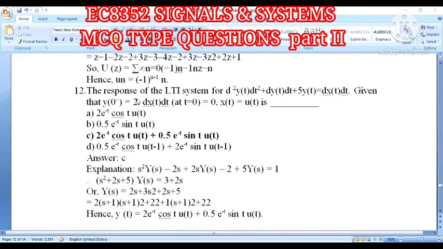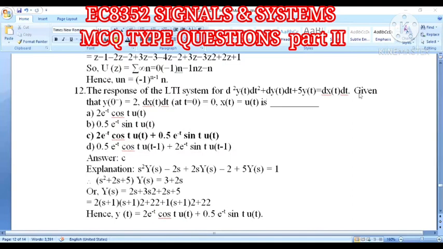Okay, next question. The response of the LTI system for d square y of t by dt square plus 2 times dy of t by dt plus 5 times y of t equal to differentiation of x of t by dt. Given y of 0 minus and dy of t by dt at t equal to 0, x of t equal to u of t, is? So this is the big question, part B question, right? This question comes under the analysis of the LTI system from difference equation. Option will be given.